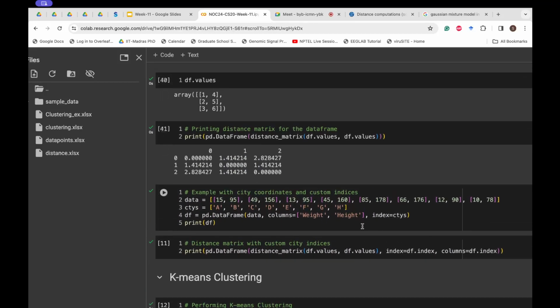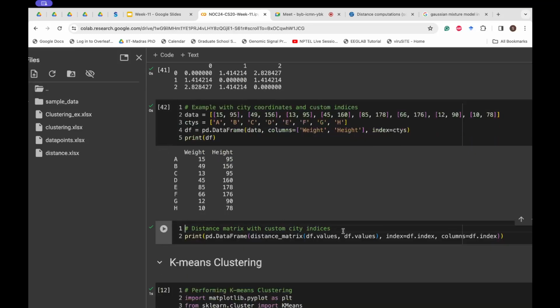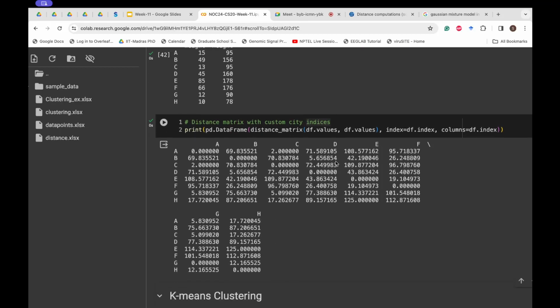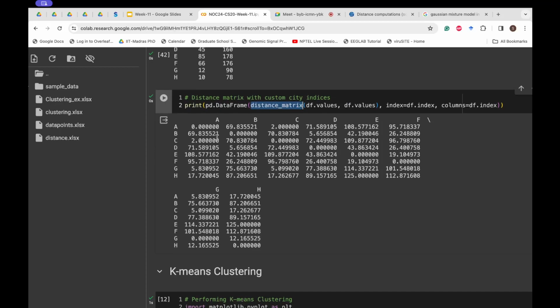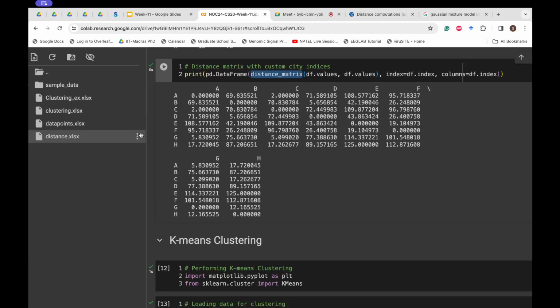Okay, here is another example in which you have more data points, and you can see the distance matrix computed using this distance matrix module over here. Since it was not able to display all these data points in a single line, it is shown on the next line, but it's actually a square matrix.